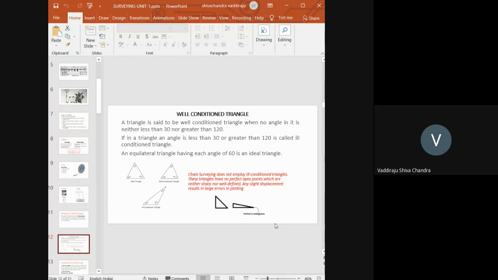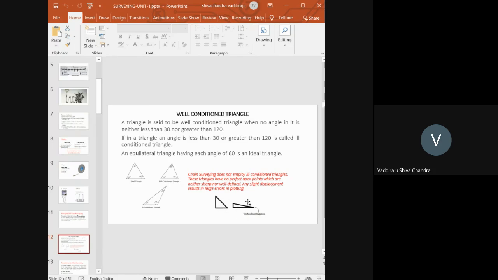In the bottom figure, if you are able to see these two figures, are you able to identify the vertex clearly in this first figure? There is only a single point of intersection of these two lines. Okay, these two lines are getting intersected only at one point. Similarly, these two lines are going to get intersected at one point. Okay, this is a well conditioned triangle where the angles are greater than 30 and less than 120.